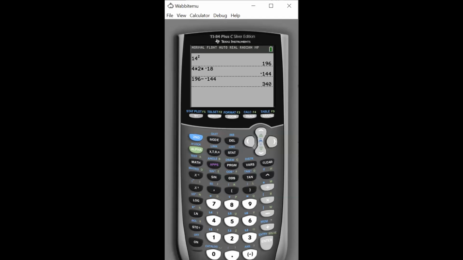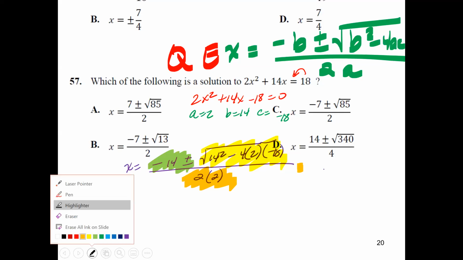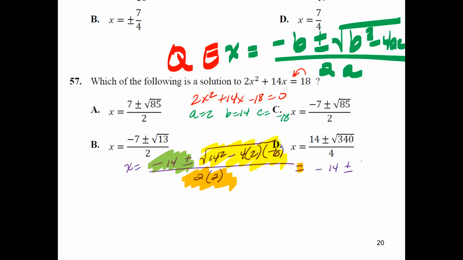So with the green part, do you see how it's a negative 14? So I'm going to do negative 14. And actually, I could probably just write this down. This might be just easier that way. Okay, equals negative 14 plus or minus square root of 340 over 2 times 2 is a 4. So immediately as I'm looking at my answers here, the problem that I see is this one is very close, but this is a positive. Do you see that for letter D? So that's not my answer.